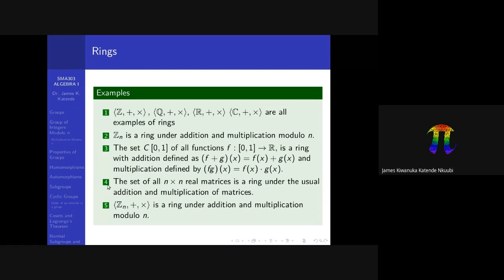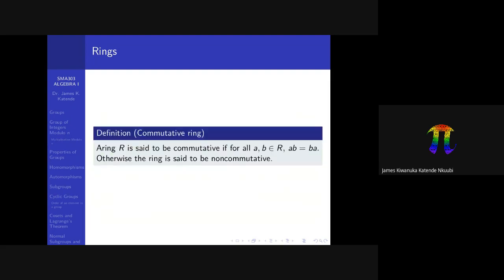Even number 4, the set of n by n matrices is a ring with identity because the identity element here will be the identity matrix. So these are all examples of rings with identity. Later on, there are some rings that don't have identity. I have not put any examples here, but I can explain that later.